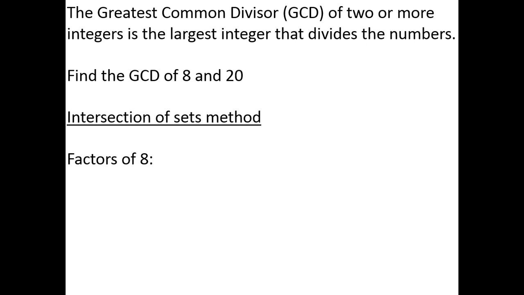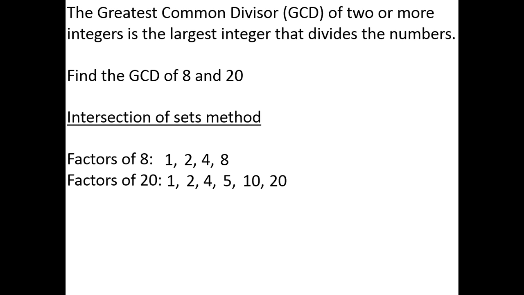So the first thing we want to do is find all of the divisors, all the factors of both numbers separately. So factors of 8 would be 1, because 8 can be divided by 1 without a remainder, and 2, because 8 can be divided by 2 without a remainder, and 4 and 8. So we have 4 numbers that are factors of 8. And the factors of 20, the numbers that divide into 20 without a remainder, are 1, 2, 4, 5, 10, and 20.